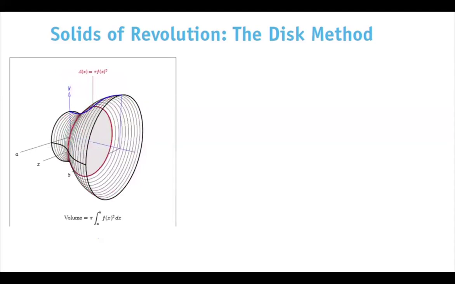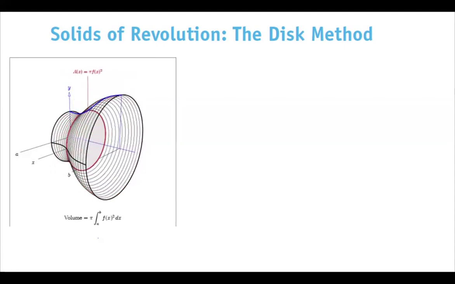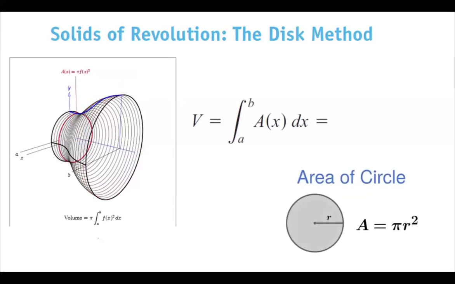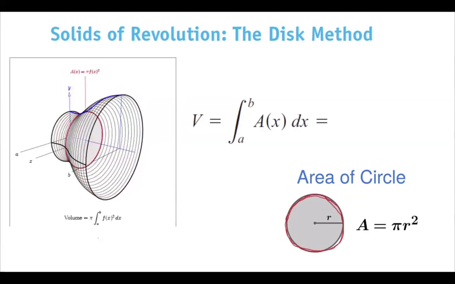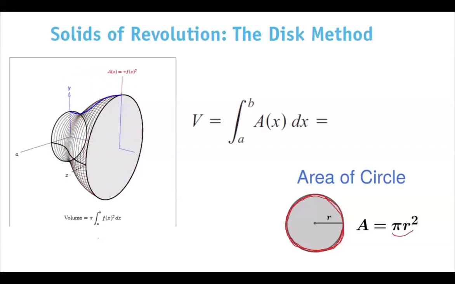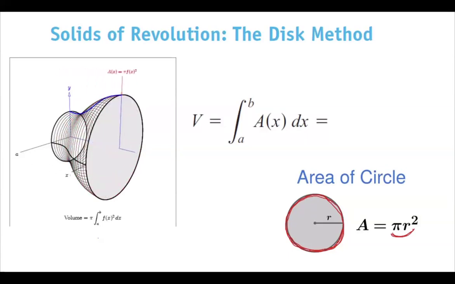To find the volume of this object, the most important thing is the cross-section, which is a circular shape. The circular shape has an area that you learned before. It's pi r squared. So this circular object with radius r has area pi r squared. Now take a look at this moving circular object in this 3D shape. This is basically a circle, so the area is pi r squared.